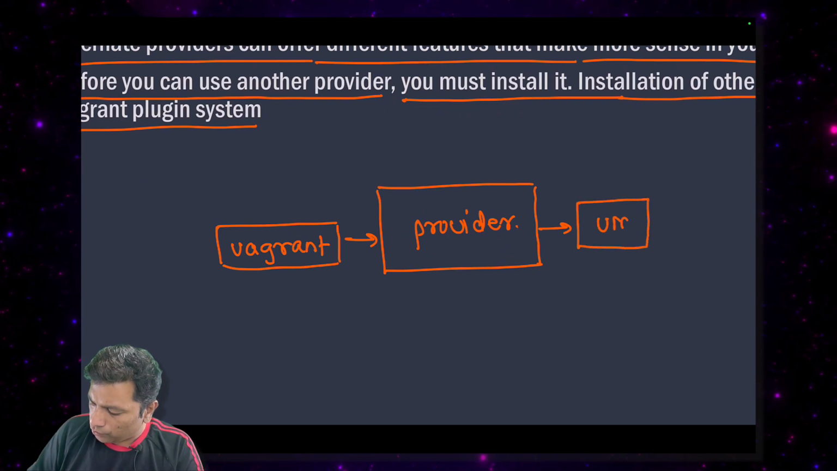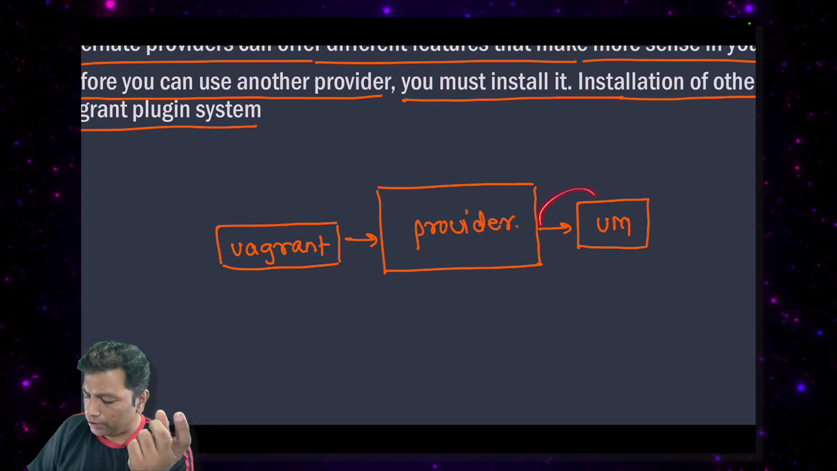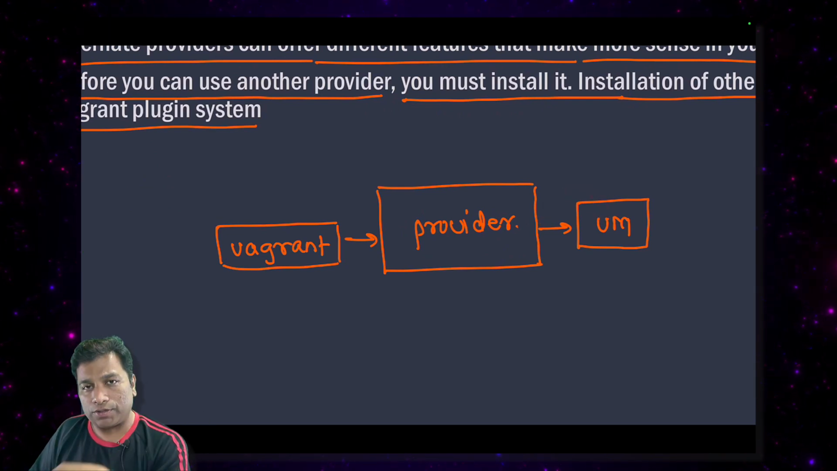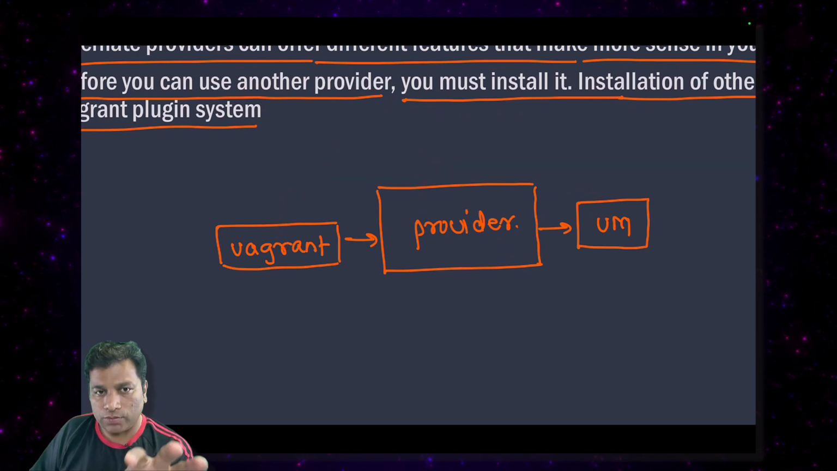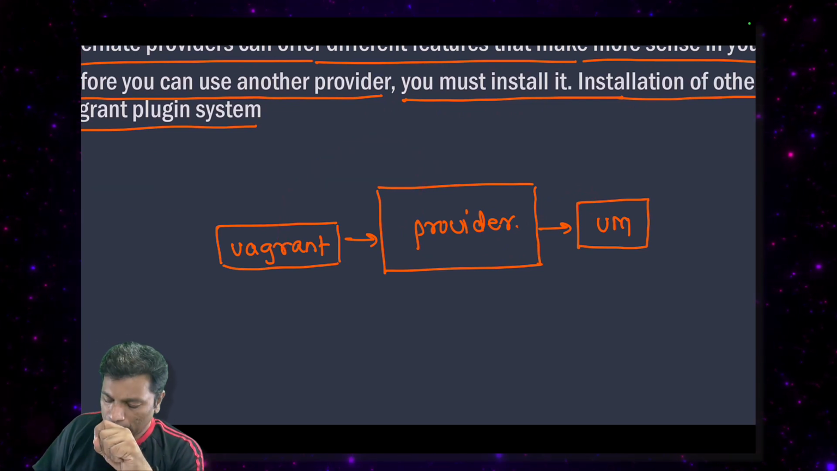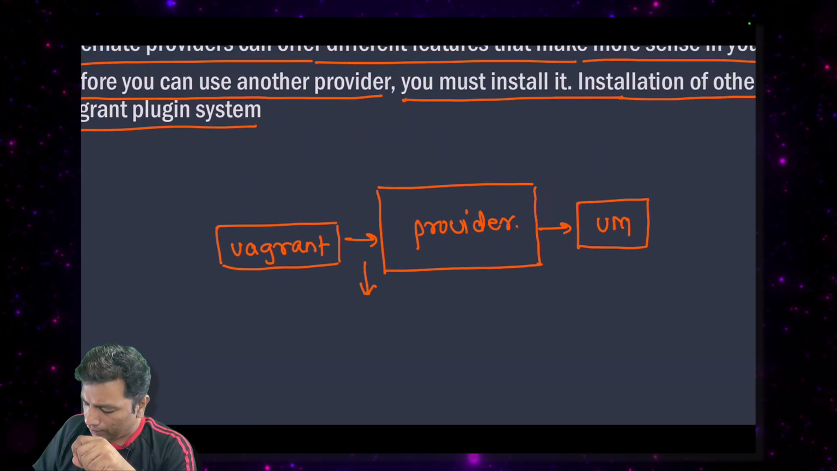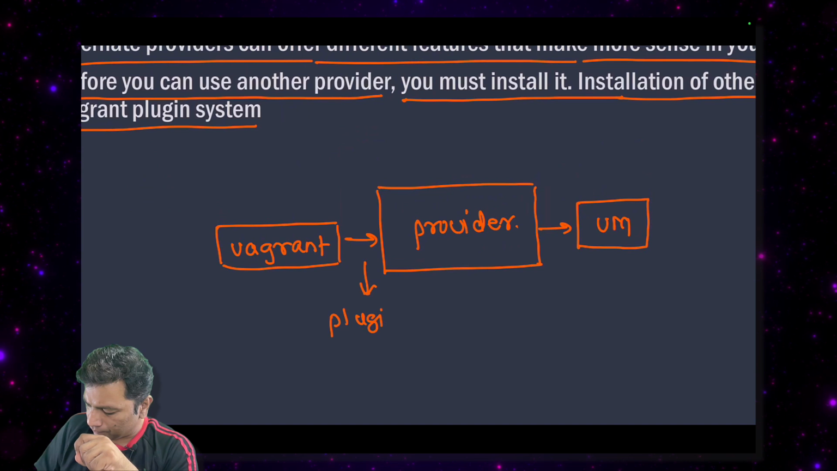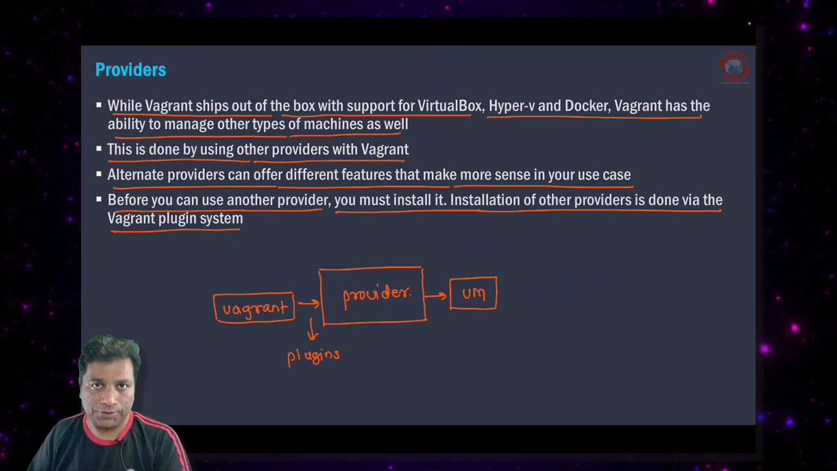So virtual machine will be created by a provider, but what to create, how to create, what to install, all of these configurations will be provided by Vagrant. So that's where Vagrant comes in, and that's where Vagrant requires a provider. This communication, Vagrant to provider, will be done via something called a plugin. Think about plugins as extensions, which is what we are going to see in the next session.